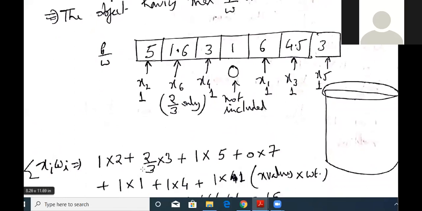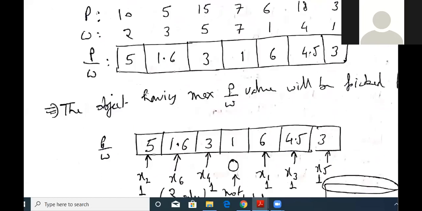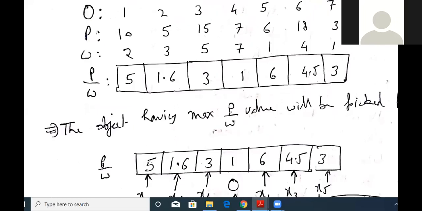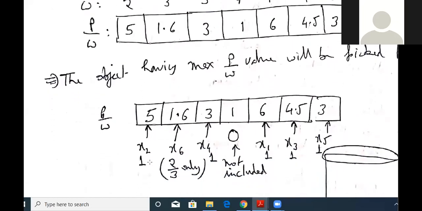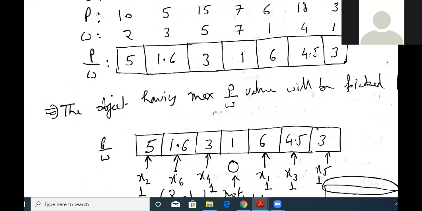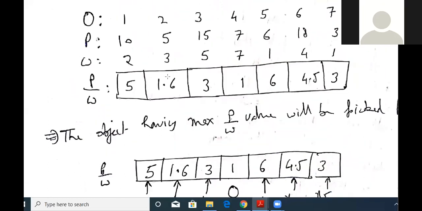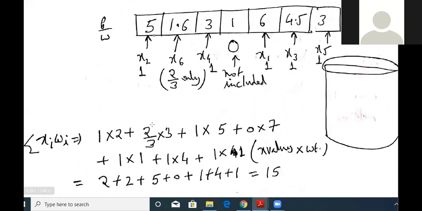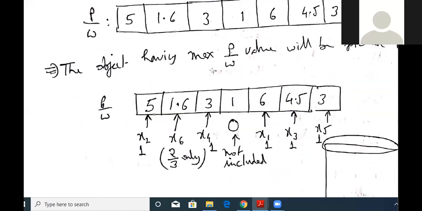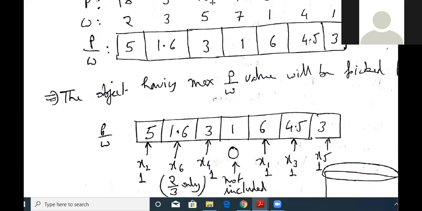So like this, you have to calculate the weight. It means you have to multiply x into the weight values associated with each item, like 1 into 2, 2 by 3 into 3. Here that is written 1 into 2, 2 by 3 into 3. Next, this value is 1, so 1 into the weight associated with 3, that is 1 into 5.